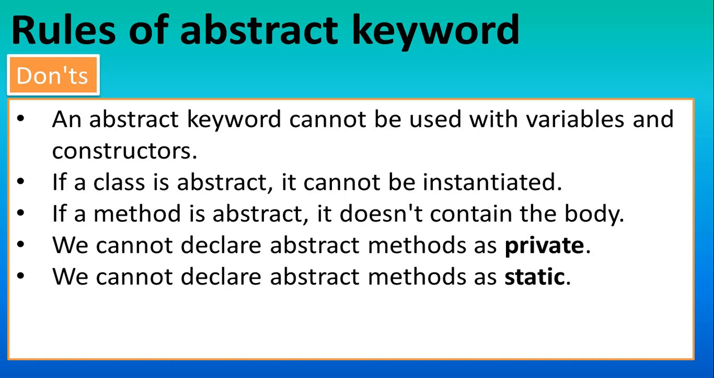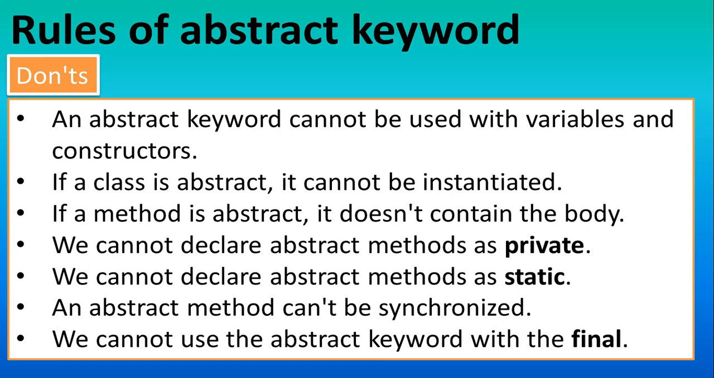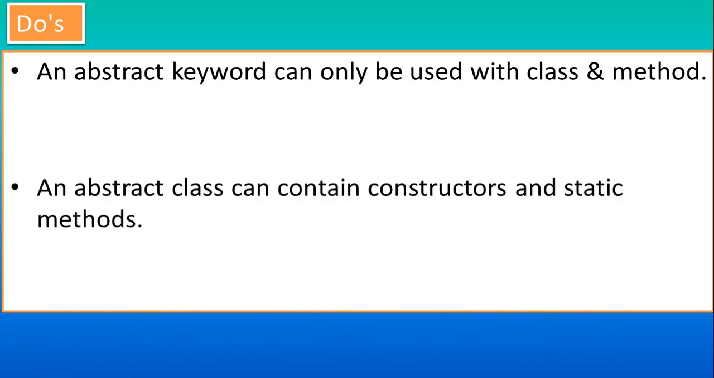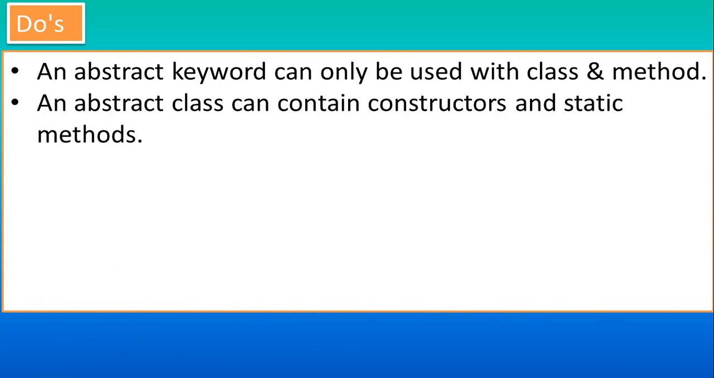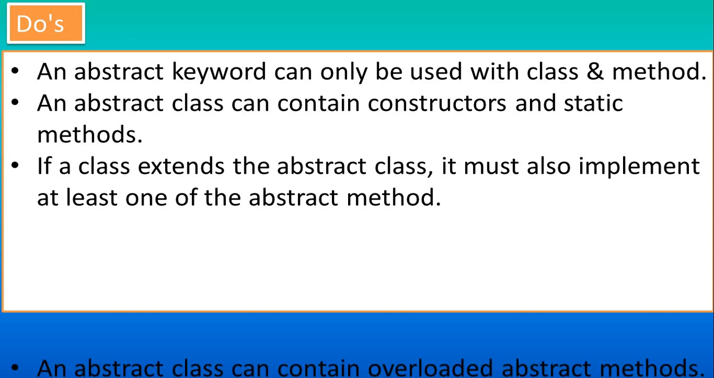We cannot declare an abstract method as static either. The abstract method can be synchronized. We cannot use the abstract keyword with the final keyword. The abstract keyword can only be used with a class and a method. The abstract class can contain a constructor and static methods. If a class extends an abstract class, it must implement the abstract methods. It means if you are using a derived class, which takes data from the base class, then in that derived class you have to implement at least one abstract method.